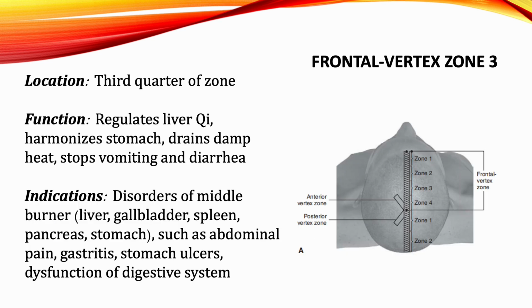Frontal vertex zone 3. The third quarter of the zone. Regulates the liver qi, harmonizes the stomach, drains damp heat, and stops vomiting and diarrhea. Used to treat disorders of the middle burner, liver, gallbladder, spleen, pancreas, and stomach, such as abdominal pain, gastritis, stomach ulcers, and dysfunction of the digestive system.